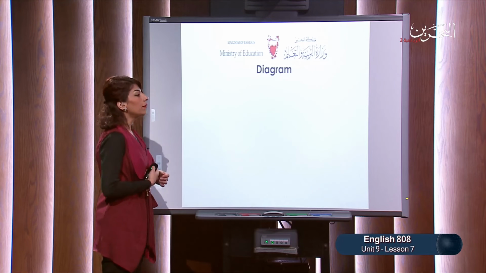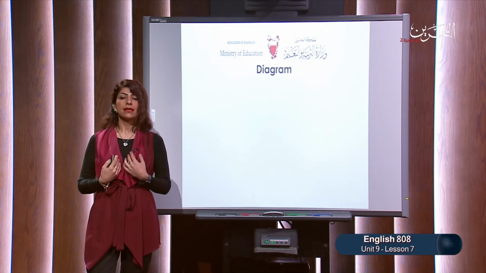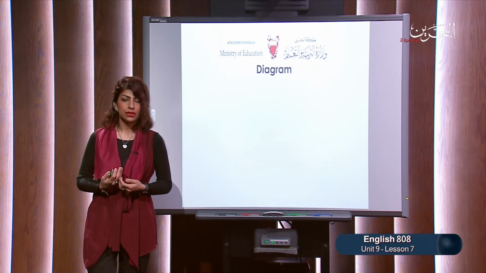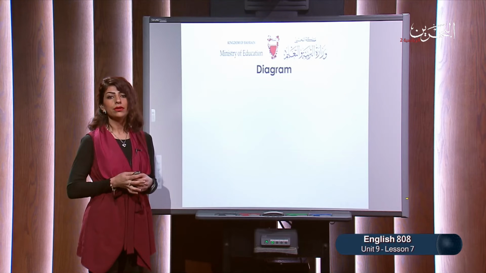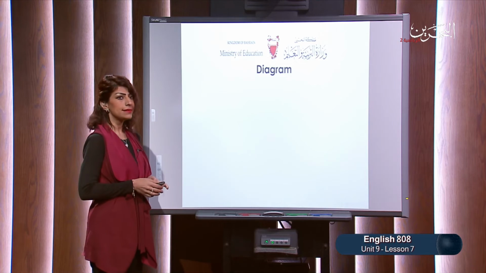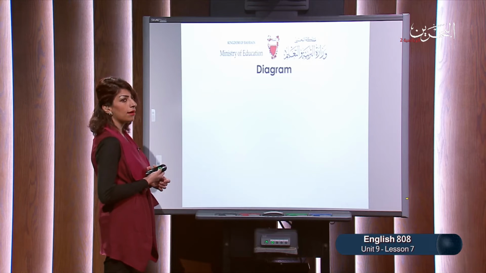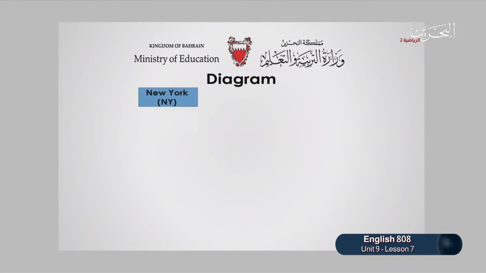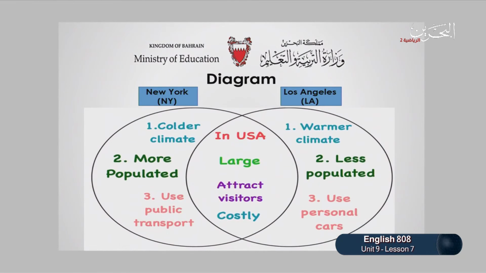Now, we are going to start with a diagram, and I am recommending that to you, students, to do a diagram in order to make it easier for doing a writing. Let's see. What are the two cities that I have chosen? New York, or NY, and Los Angeles, which is LA. Let's see the diagram. Here is the diagram.